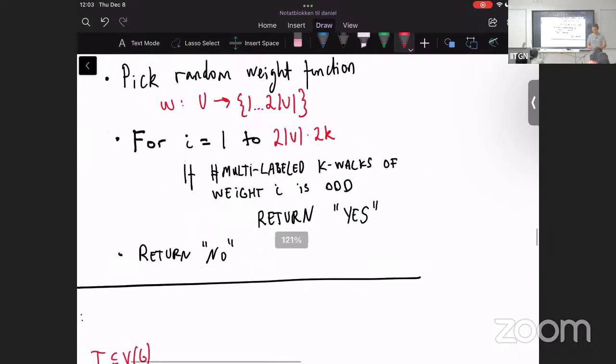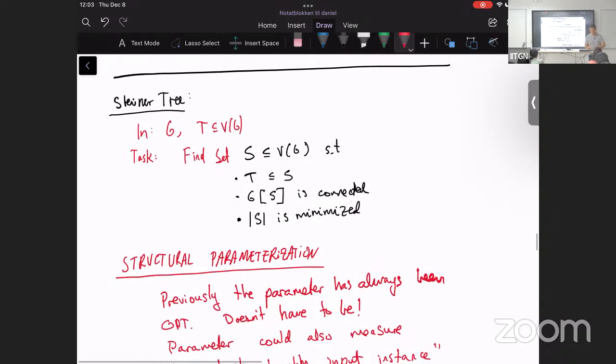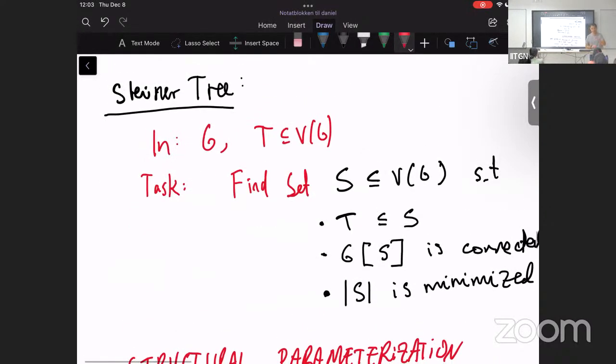Okay, so we're going to look at the Steiner tree problem. So what is the Steiner tree problem? It's a generalization of spanning tree.